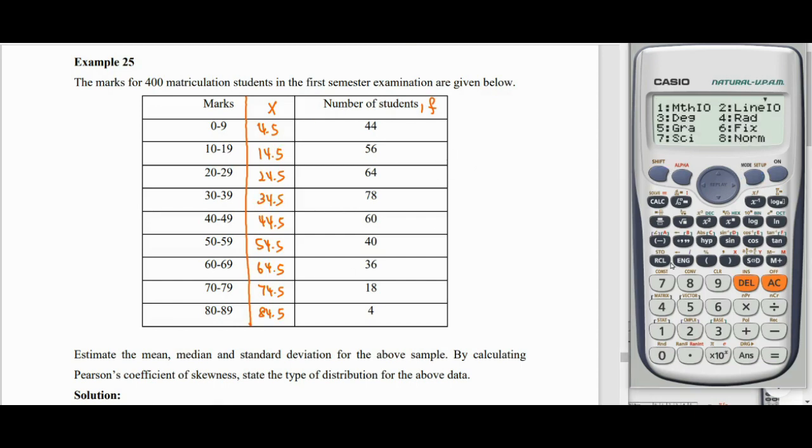So take your mode, statistic, one variable. To get the column of frequency, we're going to press shift mode, go to stat, go down, take statistic, and find frequency on. Then we key in our data, where X is our midpoint here. Then we're going to key in our frequency. After that, we're going to press AC.